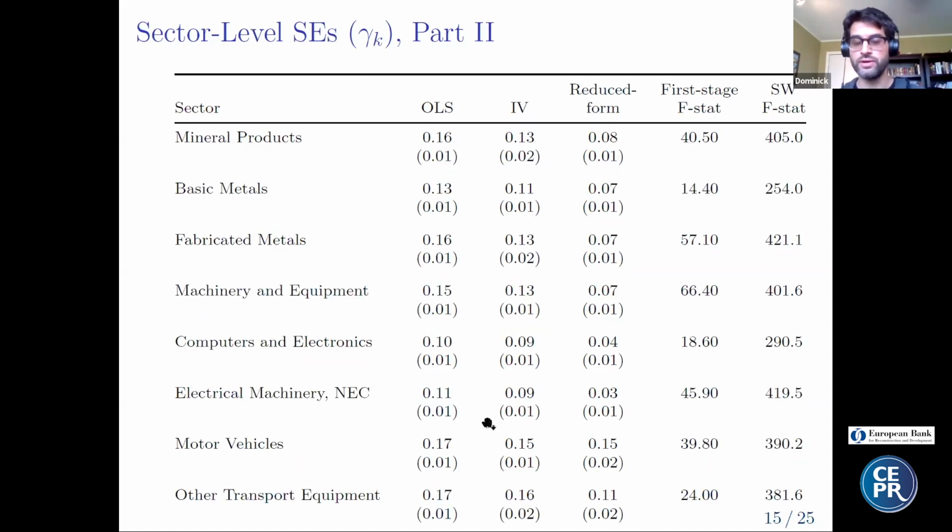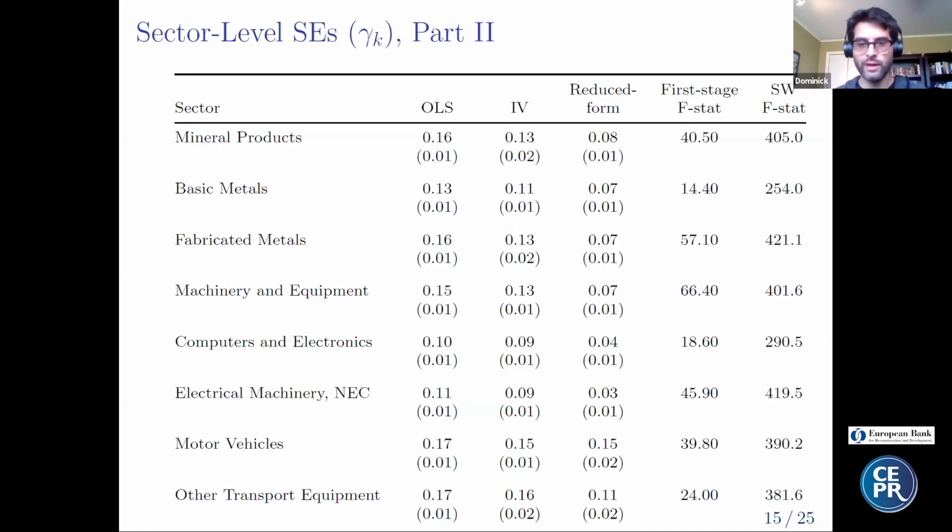Okay, and here are the rest of the sectors. We see a similar pattern: a range of scale elasticities with OLS generally higher than the IV. And again, in no manufacturing sector do we see zero scale elasticity. So this is a pervasive feature of the manufacturing data using this approach, and there is some substantial variation across sectors.